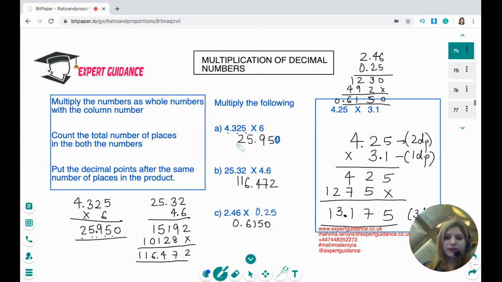So after 3 decimal places, I put up the point. 25.32 times 4.6. So after 3 decimal places, I've done normal column multiplication, and I've got 116.472 as an answer. And in the last one, after 4 decimal places, I have put up the point. Okay, so I hope how we have to multiply this is clear to you.